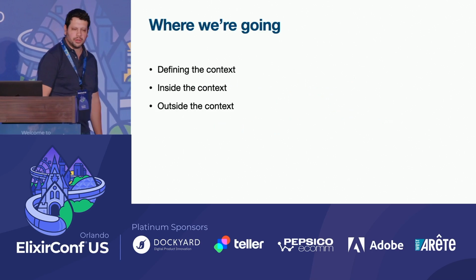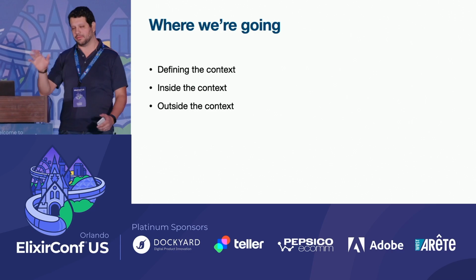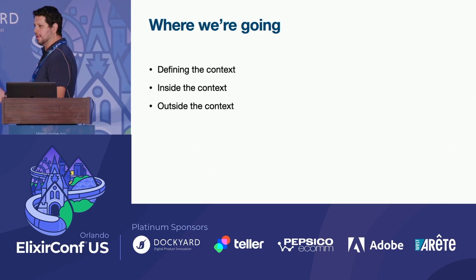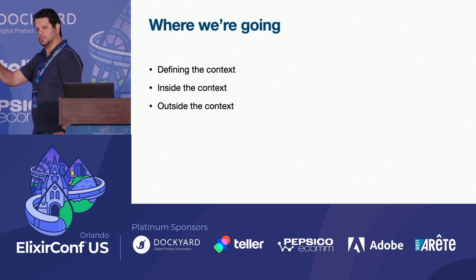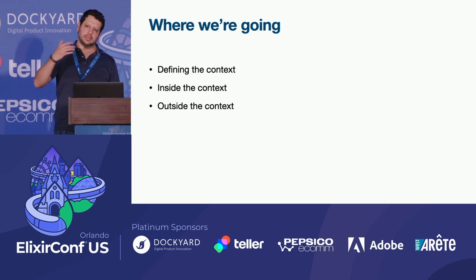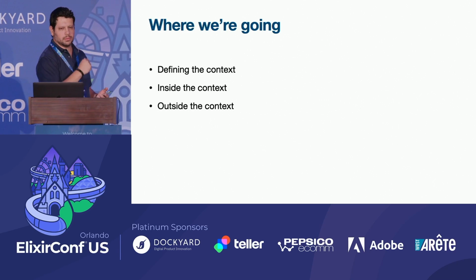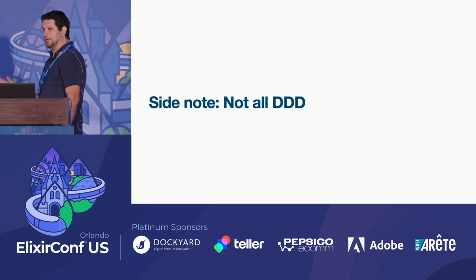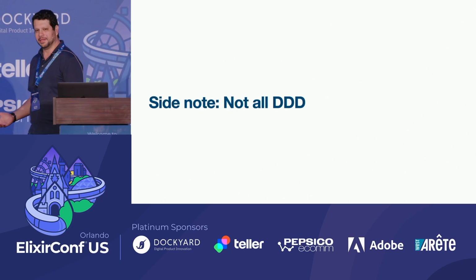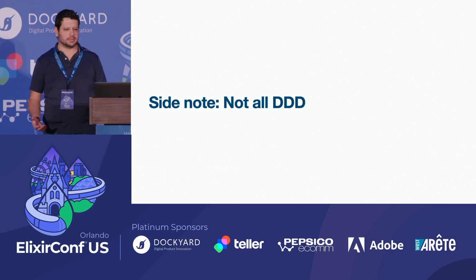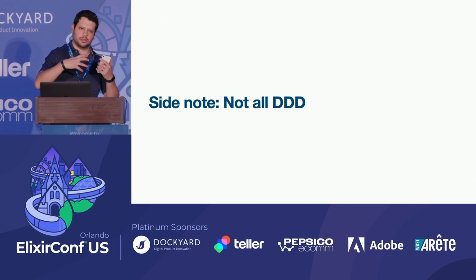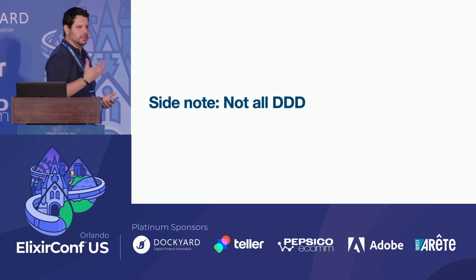So where we're going is I want to talk about defining the context, what DDD can teach us about that. Then maybe does DDD have insights into what we should put inside a context, and then talk about outside the context, coordinating contexts and things like that. But as a side note, I'm not going to cover all of DDD. There's quite a lot of material, right? There are plenty of resources, but really I'm going to try to grab separate concepts from DDD and apply them so that we can create better Phoenix contexts.